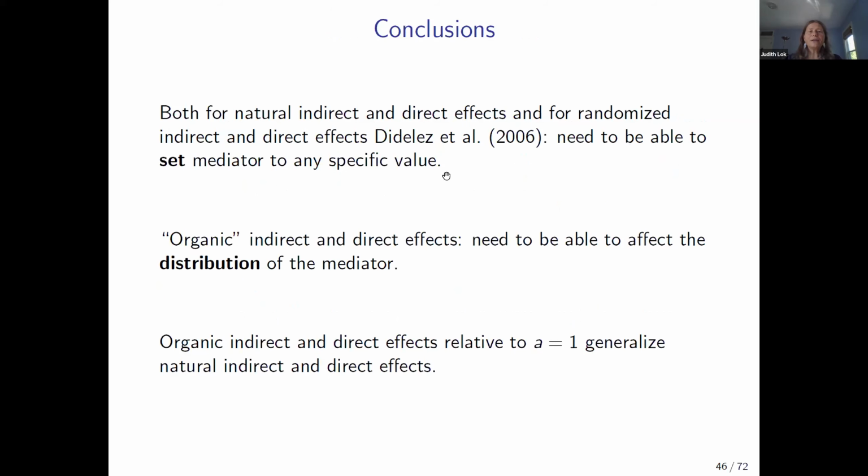Conclusions. Both for natural indirect and direct effects and for the randomized indirect and direct effects that Vanessa Didelez and co-workers have proposed, one needs to be able to set the mediator to any specific value. We call these YAMs. Organic indirect and direct effects need to be able to affect the distribution of the mediator. Organic indirect and direct effects relative to A equal to 1 generalize natural indirect and direct effects.